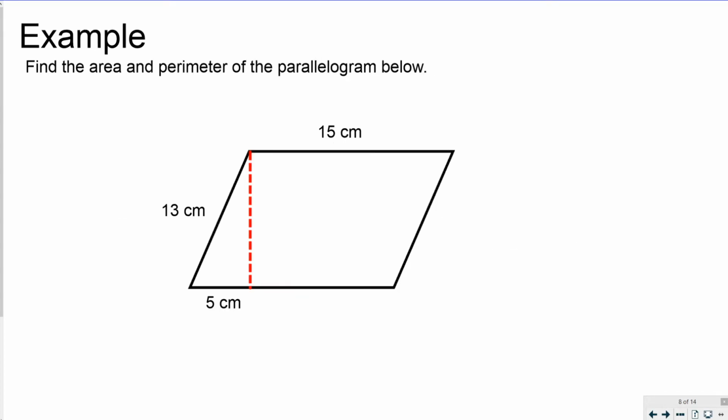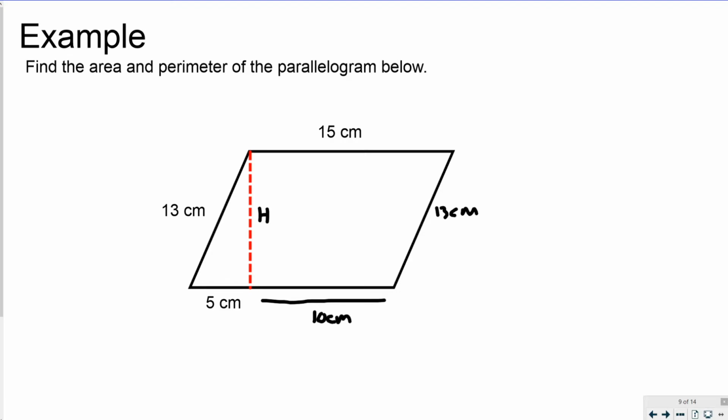Okay, so find the area and the perimeter of the parallelogram below. So I have a base, and I have part of a base here, which means from here to here, this would be 10 centimeters. And since it's a parallelogram, this over here would be 13 centimeters. So with all of that information in mind, I'm looking for h.